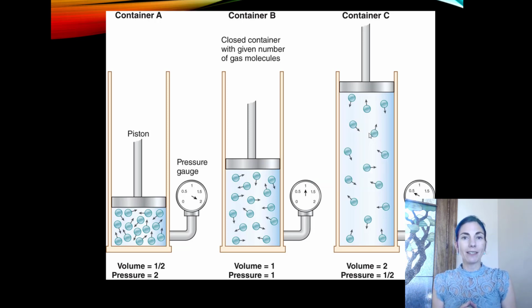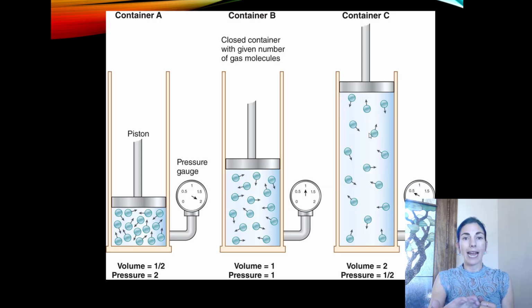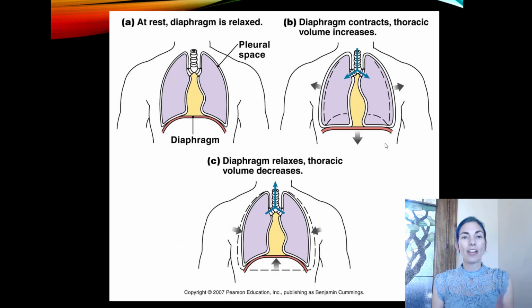For expiration, I'm going to let my lungs volume decrease. I'm going to let my rib cage relax, my diaphragm come up. That's going to decrease the volume of my lungs. By decreasing the volume of my lungs, I increase the pressure. Now the pressure gradient is such that the pressure of air in my lungs is greater than out in the atmosphere, so air moves out. So that drives expiration. This image here demonstrates that.